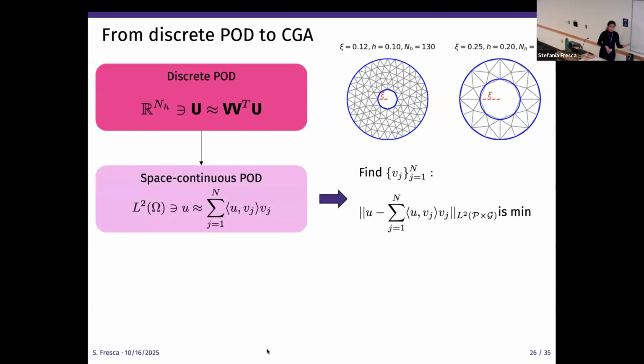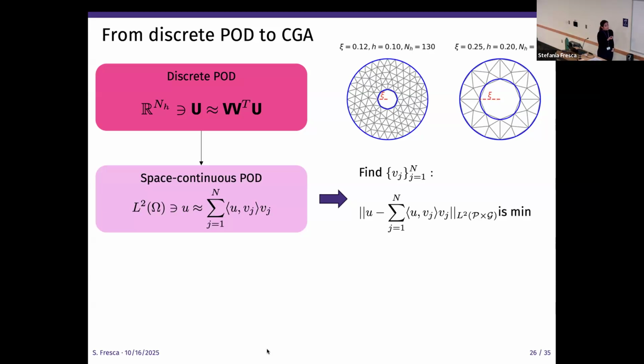The POD basis functions are now continuous in space. And the optimality property of POD is cast in a suitable functional space or in a suitable infinite dimensional setting. But also at the continuous level, we still have a problem. In the POD optimization, geometrical and physical parameters play the same role, even if they usually induce different effects on the variability of the solution manifold.